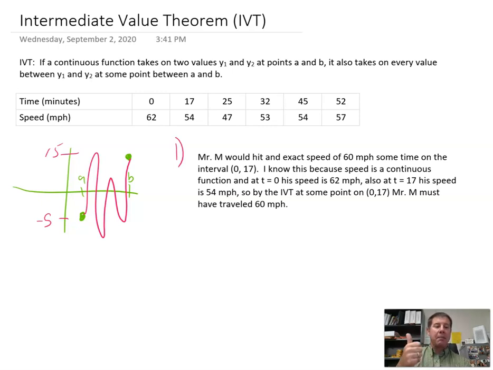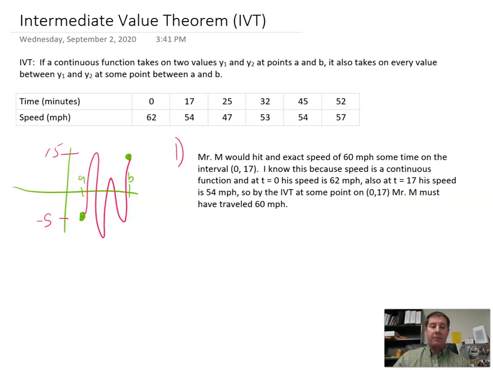You need to state the points that are bracketing what you need. So I had to state that at time 0, the speed is 62, and at time 17, the speed is 54. And then I need to state that I'm using the intermediate value theorem. Like I say, by the IVT, I know that on this interval, 0 to 17, you got to state your answer, that I've got to be traveling 60 miles per hour. So you need to state continuity. You need to state the starting and stopping spot that brackets your function, the y1 and y2. And then you need to state the answer. Okay? All right.